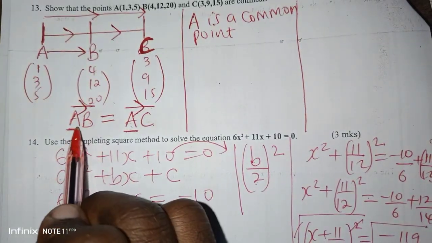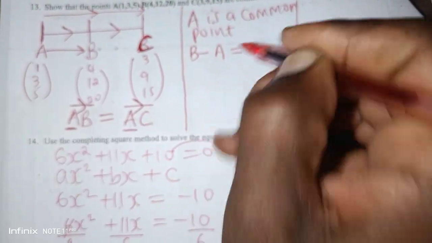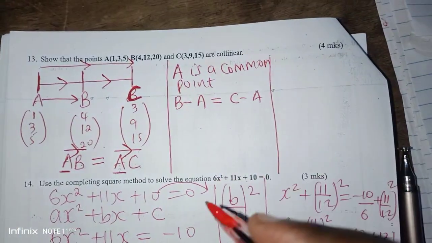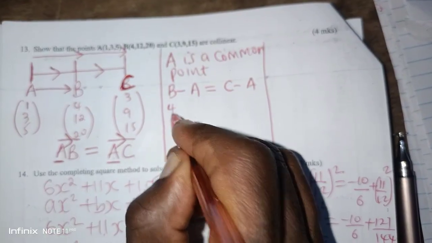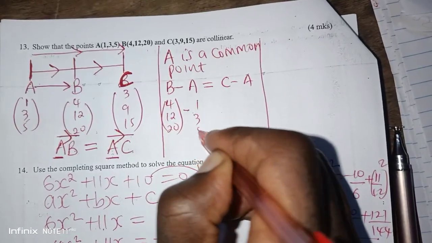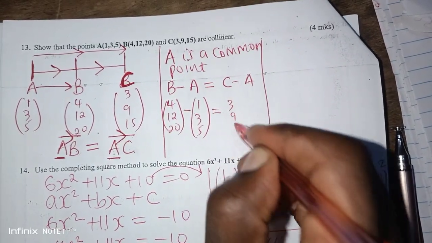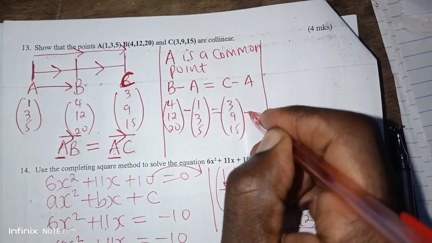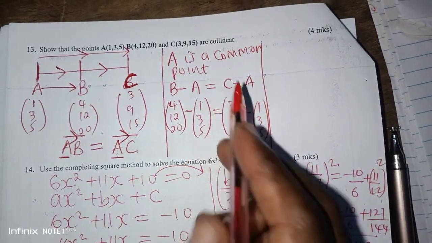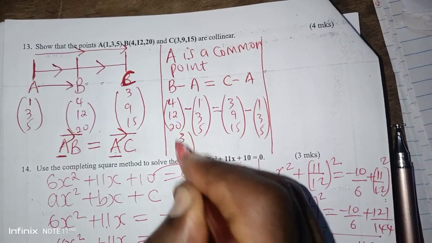Number 2, I can get the exact vector of AB, which is B minus A, and AC, which is C minus A. So we'll proceed. What is B? We have 4, 12, 20, and A is 1, 3, 5. Then let's go to C. We have 3, 9, 15, and A is 1, 3, 5. Good. 4 minus 1, that is 3. 12 minus 3, that is 9. 20 minus 5, that is 15.